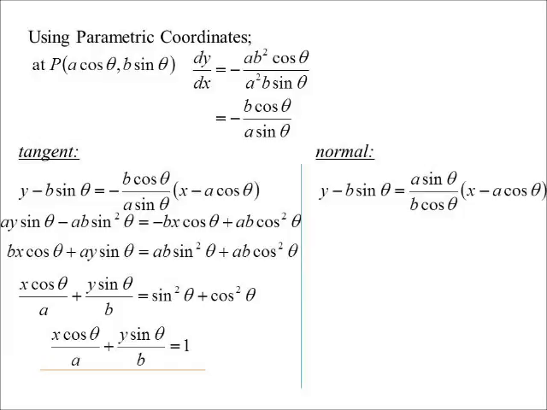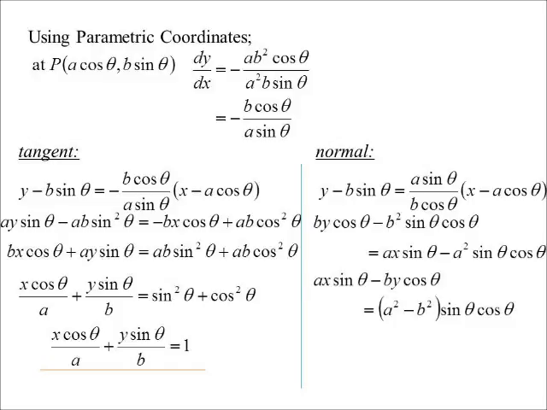Let's have a look at the normal, see what happens there. So now, turn it upside down, change the sign. Slope is now a sine theta on b cos theta. Expand out and multiply, and it's so long I couldn't fit it all on one line there. But again, I'm going to group the x and the y's on one side. We have a common factor of sine theta cos theta. I suppose I could change that to a half sine 2 theta, but I'm not going to.